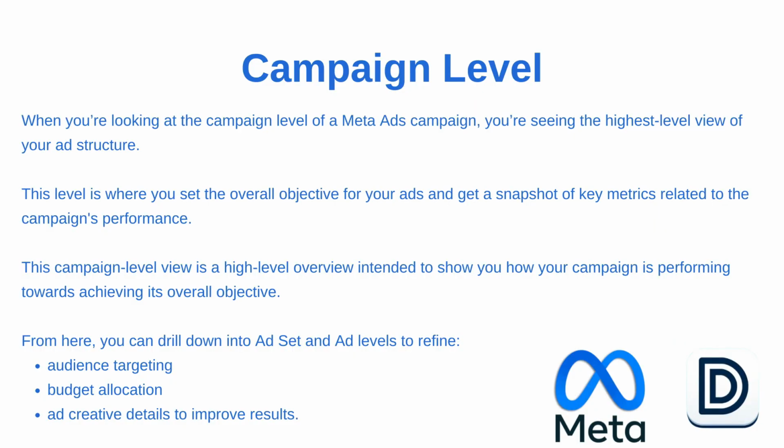So now let's take a moment to dive deeper into each one of these layers so you can truly understand what information you're actually looking at, starting with the campaign level. When you're looking at the campaign level of a Meta ads campaign, you're seeing the highest level view of your ad structure. This level is where you set the overall objective for your ads and get a snapshot of key metrics related to your campaign's performance.